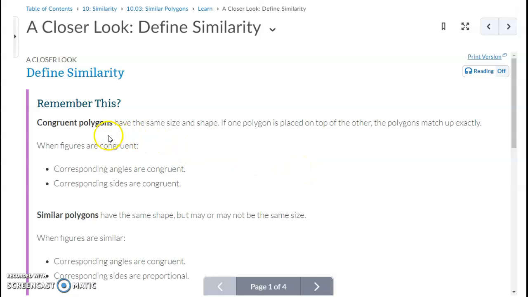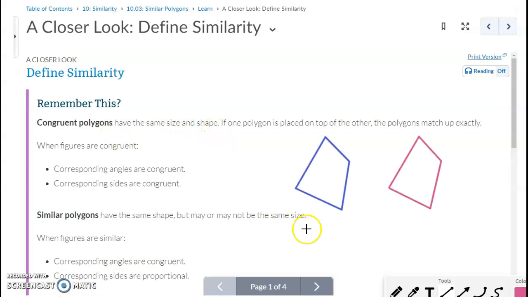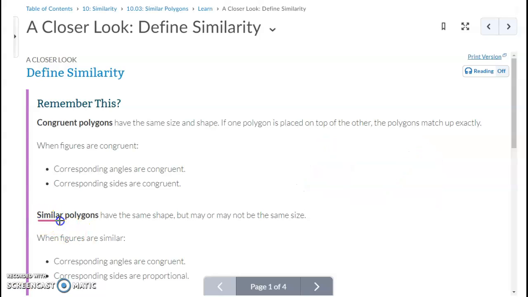So just as a quick reminder, when two polygons are congruent, that means they have the exact same size and shape. These two shapes, for example, here are the exact same size, and they also have the exact same angles. Similar polygons specifically means when they have the same shape but may not be the same size. So their angles are going to be congruent. They're going to be the same size angles, but their sides are going to be proportional to each other.